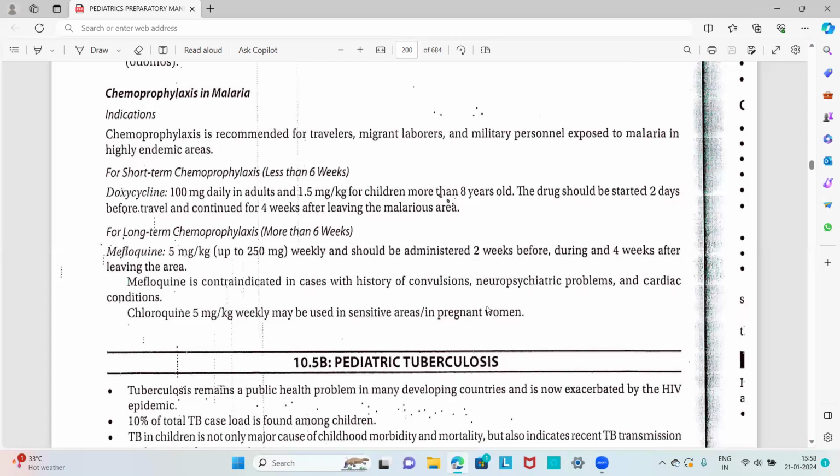So this is about the chemoprophylaxis in the malaria to prevent the malaria when any travelers or migrant laborers or the military personnel are exposed to malaria in the highly endemic area. So by the vector control and certain chemoprophylaxis of the malaria, we can prevent the occurrence of the malaria.